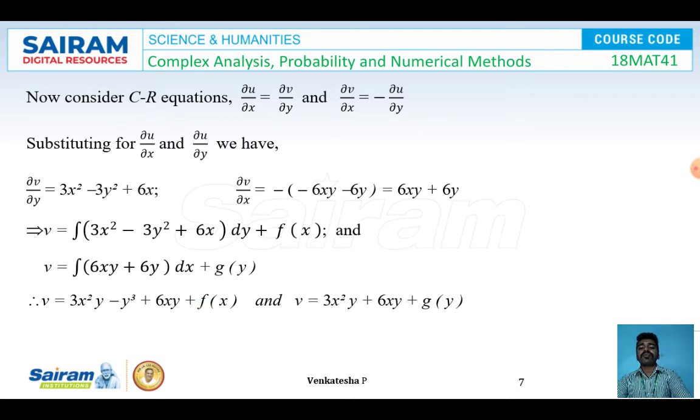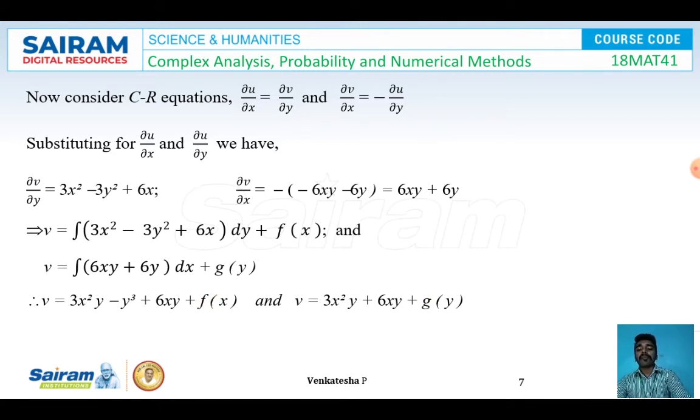So similarly here also, integrating 6xy, I got 6x²y by 2, so it will become 3x²y, and 6y will become 6xy. So I got v is equal to 3x²y plus 6xy plus g of y. So now I need to find the constants f of x and g of y. So how to find the constant?